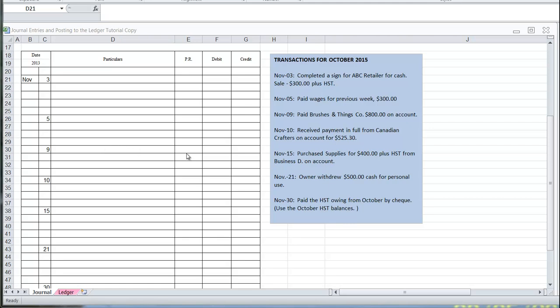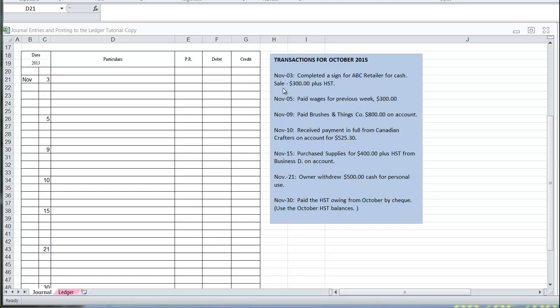The purpose of this tutorial is to show how to take these 7 different transactions, write the journal entries for them, and then take those entries and post them to the ledger. So the first one says, and this is a business that makes signs, they completed a sign for ABC Retailer for cash.